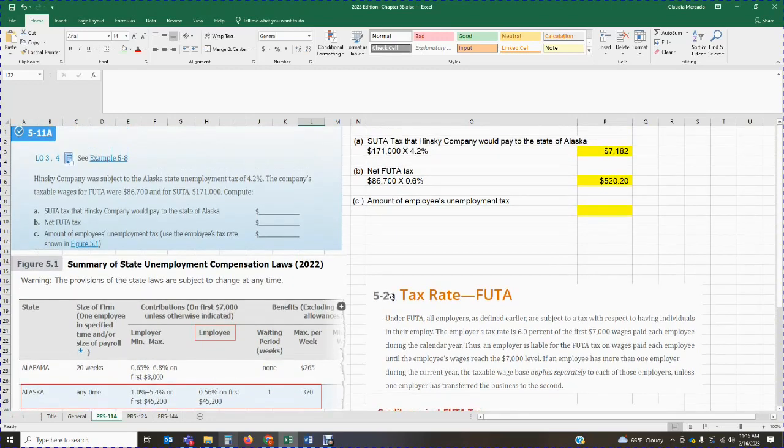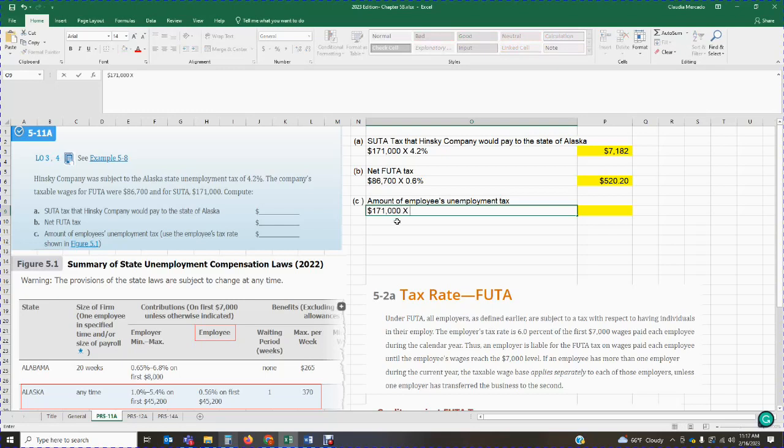When we calculate the amount of the employee's unemployment tax, the problem already says that the company has taxable wages for SUTA of $171,000. That is more than one employee. That could be 10 employees. We don't have the details, but that taxable wages represents all of the individuals that work for the company. That is how much we calculated was taxable for SUTA tax purposes. So how much do our employees have to pay? The cap, or the taxable wages in this case for SUTA, is $171,000.